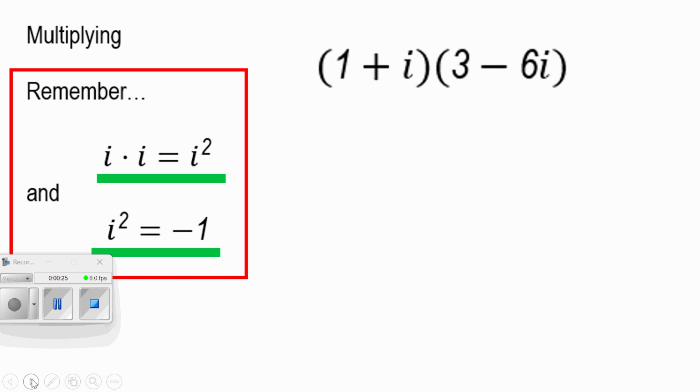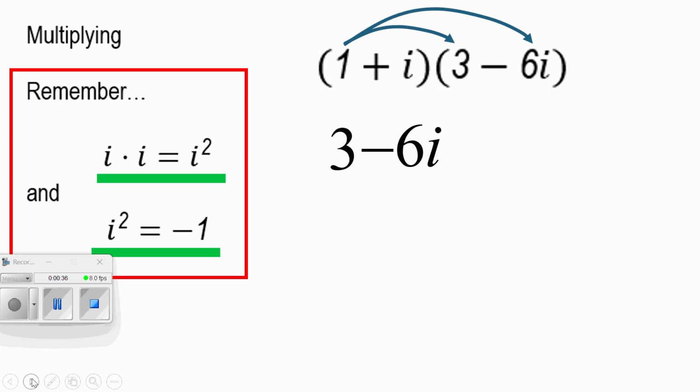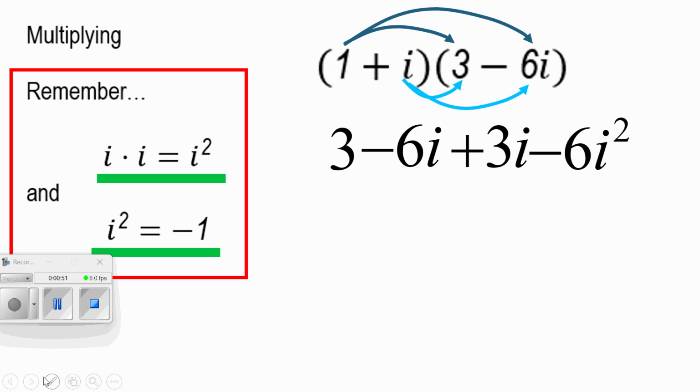So let's take a look at this example. Let's go ahead and distribute. So 1 times 3 would be 3. Then 1 times -6i would be -6i. I'm going to multiply my inside terms. So 1i times 3 is 3i. And then i times -6. Remember, i times i is i squared. So this is now going to be -6i squared.